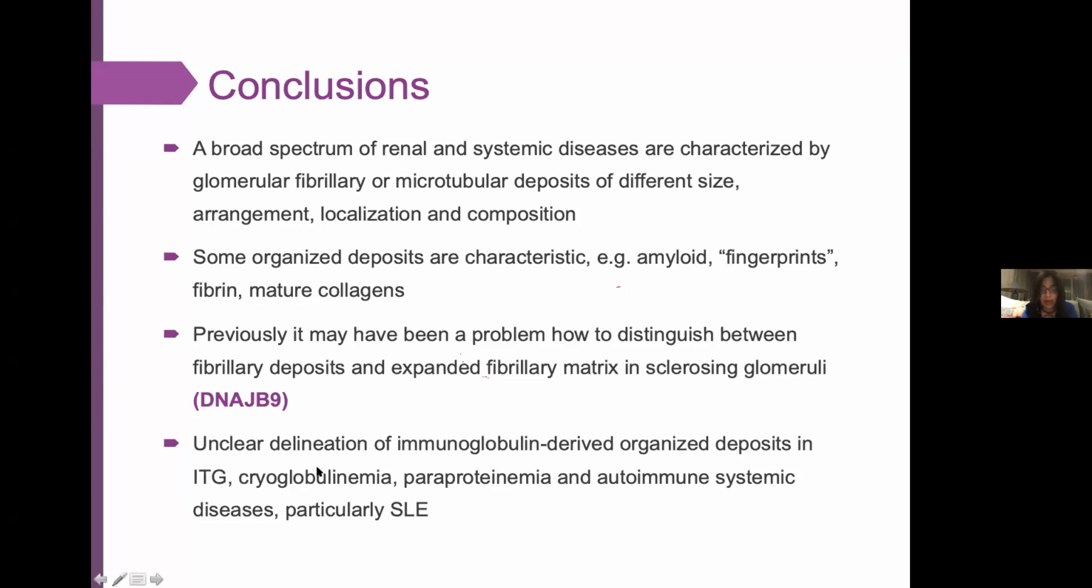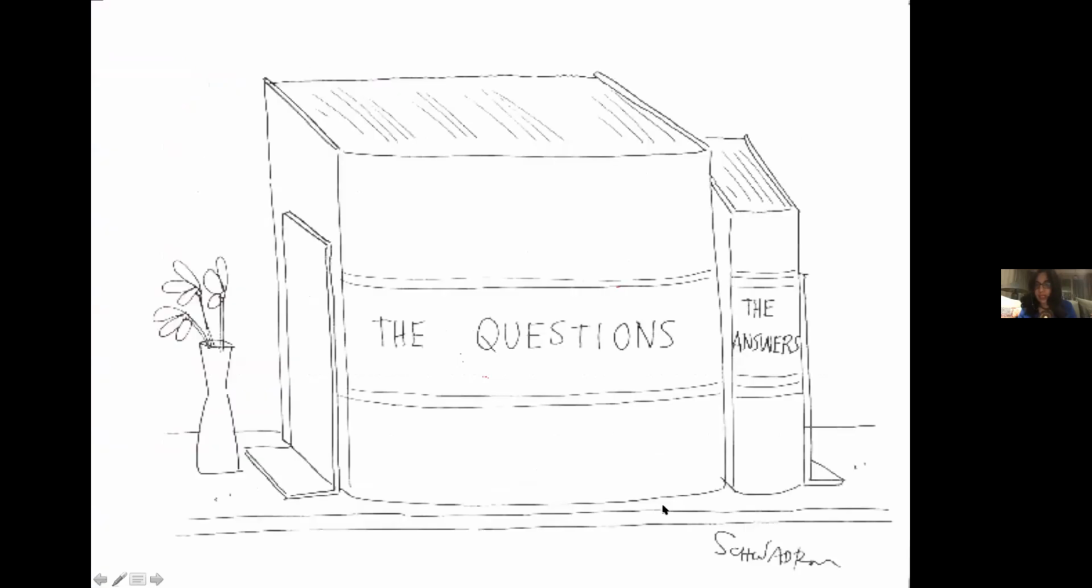And we still have an unclear delineation of immunoglobulin-derived organized deposits. In immunotactoid, in cryoglobulinemia, paraproteinemia can give you the same thing. The fingerprints you see in lupus are still also microtubules. So the sharp delineation of all of these entities is still not present. We call it immunotactoid because it's not anything else other than immunotactoid. Okay, do we have any questions for this part?